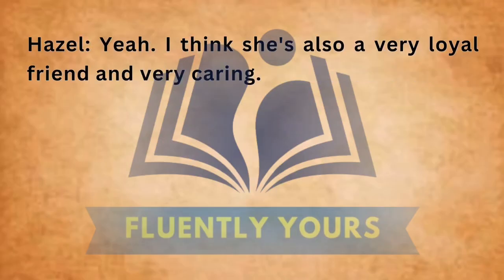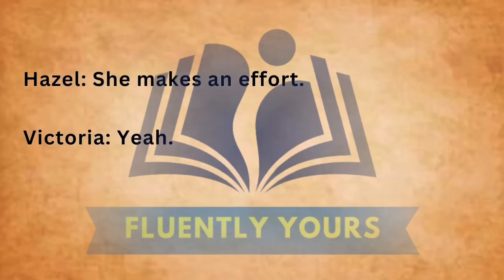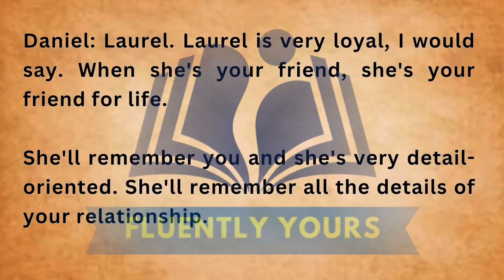Hazel: Yeah. I think she's also a very loyal friend and very caring. Victoria: Yeah. I've been friends with her for 10 years and I feel like she is that kind of person. Hazel: She makes an effort. Victoria: Yeah. Hazel: She makes an effort in her relationships, I think. Victoria: Yeah. That's a great quality. Hazel: Yeah. Very much.